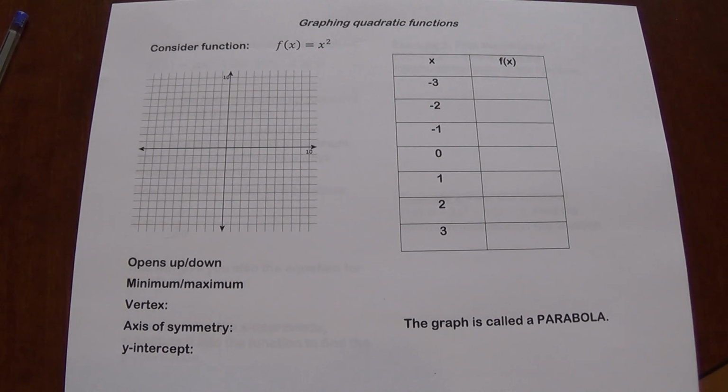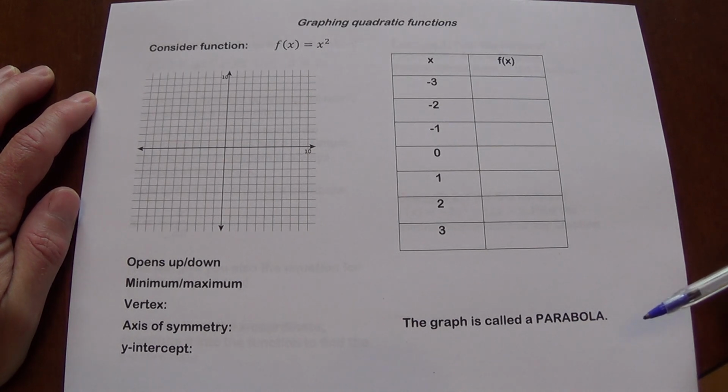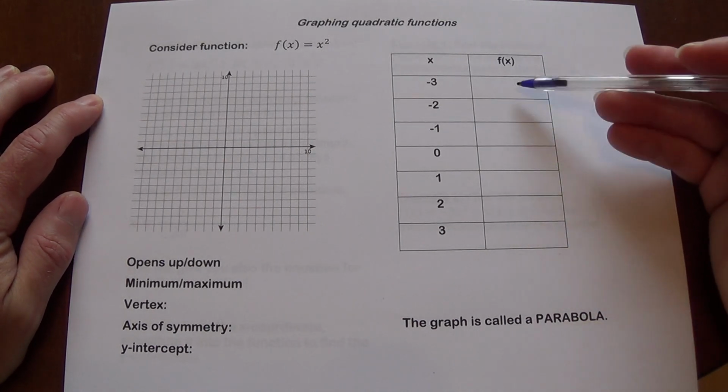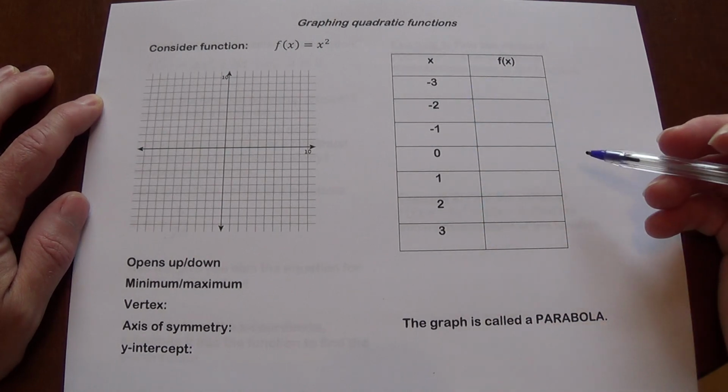Hi, today we are going to discuss how to graph quadratic functions. This is a discussion of just the basics of that. We're going to start by looking at this function f of x equals x squared. We are going to start by making a table of values. I already pre-selected the values of x.